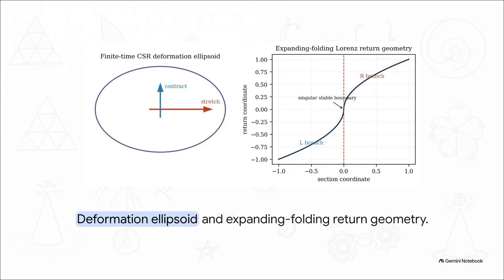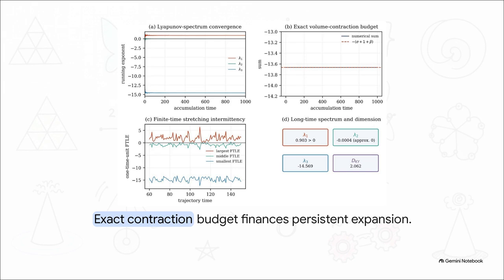Picture finite time deformation as stretching and squeezing a three-dimensional cloud of uncertainty. This ellipsoid shape perfectly visualizes how one direction expands, driven by that positive Lyapunov exponent, while another direction actively contracts. It's a constant dynamic push and pull. But what's really amazing here is the exact contraction budget. The math proves that the sum of these Lyapunov exponents equals precisely -41 over 3.